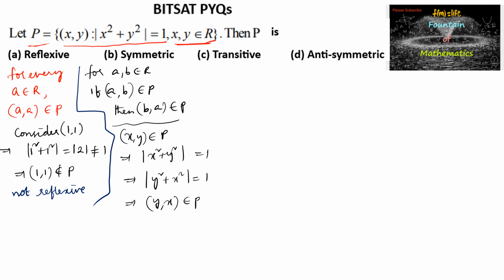So for (x, y) belonging to P, (y, x) belongs to P, for x and y real numbers. We can say that the relation P is symmetric. So symmetric is the answer, and let us also check for the transitive.